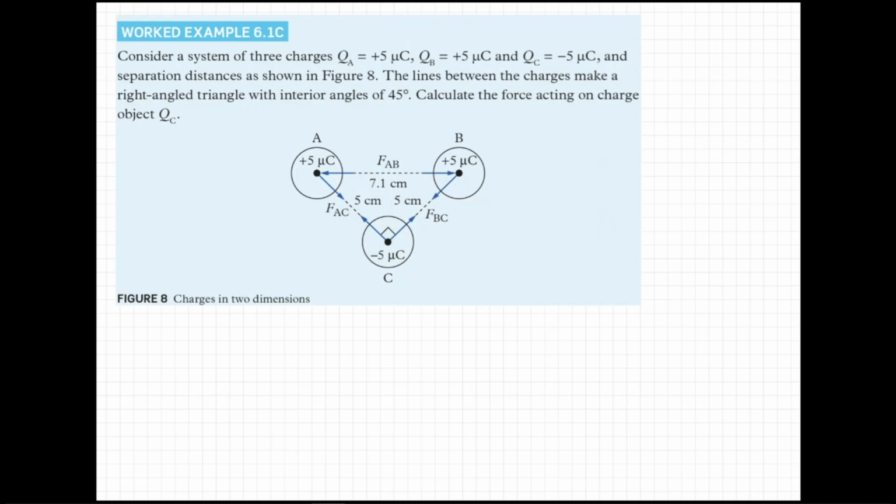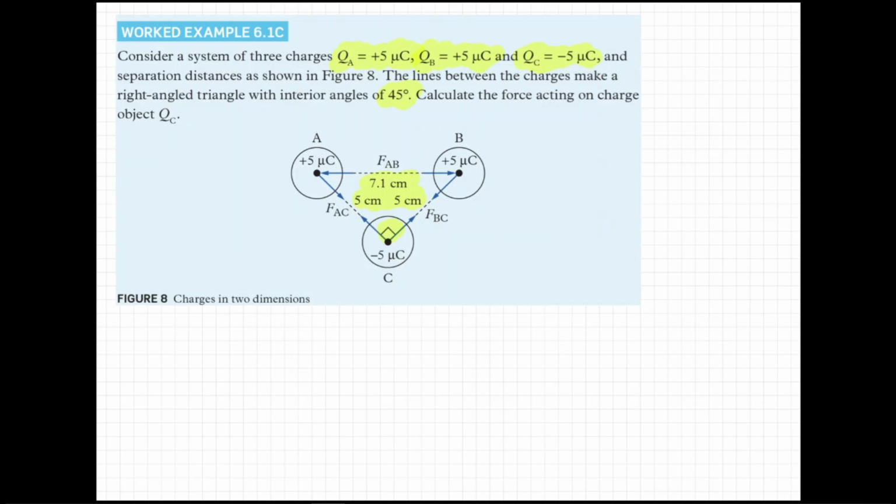Same thing. The only difference is your forces, you're not just going to give me positive and negative directions. You are going to do degrees and trigonometry. The lines between the charges, let's highlight some key materials. So we know QA is positive 5 microcoulombs. QB is positive 5 microcoulombs. QC is negative 5. The separation distances are 5 centimeters, 5 centimeters, and 7.1 centimeters. So right angle triangle, says that there, 45 degrees.